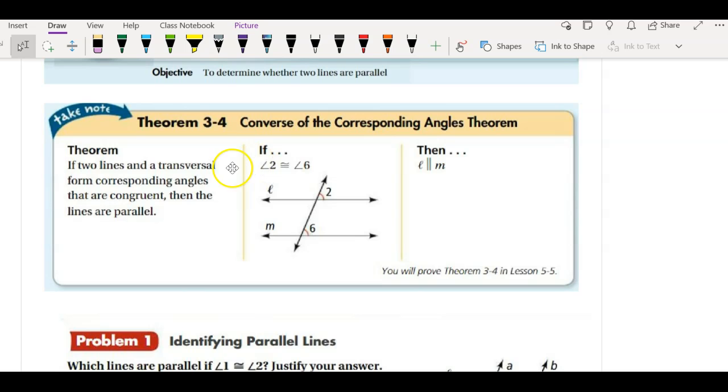We're going to start off with theorem 3.4, the converse of the corresponding angles theorem. If two lines and a transversal form corresponding angles, in this case 2 and 6, and if these angles are congruent, then the lines are parallel. If you'll remember, the original statement said if lines L and M are parallel, then angle 2 is congruent to angle 6. So the conditional statement and its converse are both true. I think that's pretty cool.